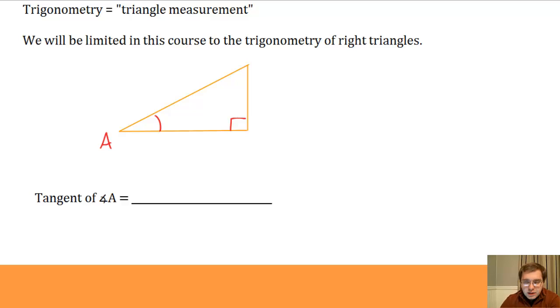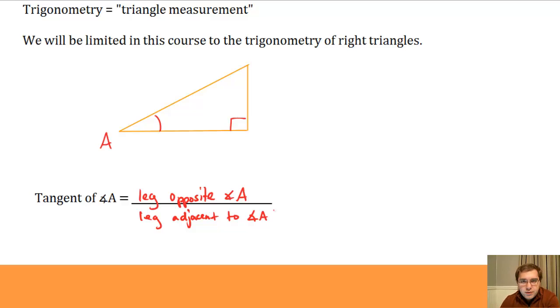The first trigonometric ratio that we're going to look at is called the tangent. The tangent is just a ratio, which means it's going to be, in this case, a fraction of two sides of the triangle. Specifically, the tangent of A is the leg opposite angle A divided by the leg adjacent to angle A.